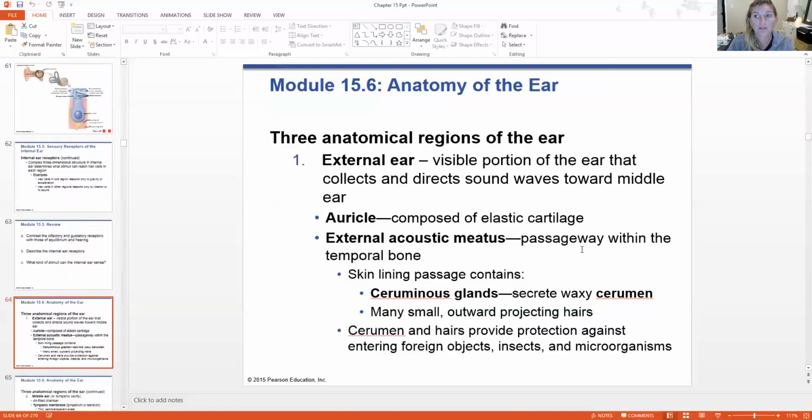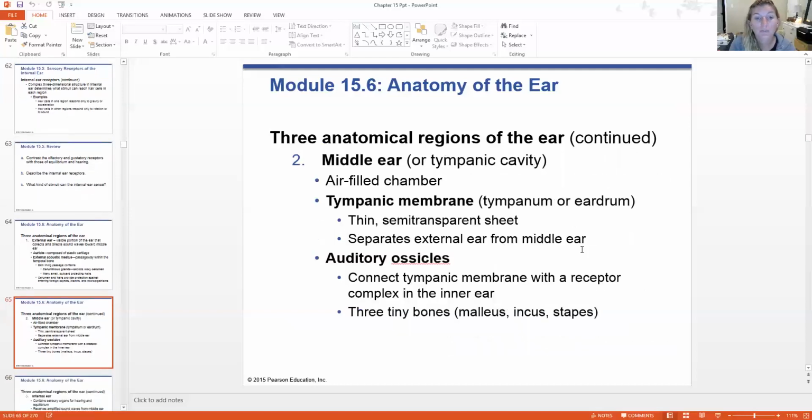Let's talk about the anatomy of the ear before we get into too complex receptor transmission type stuff. The external ear is the visible portion. The auricle is that elastic cartilage that we can see. The external acoustic meatus is the passageway through the temporal bone. There's skin lining the passageway. It contains ceruminous glands, which secrete cerumen, aka earwax. And there's little hairs in there as well to trap debris. Cerumen protects against the entering of foreign objects, bugs, and microorganisms. Ew, bugs crawling into your ear.